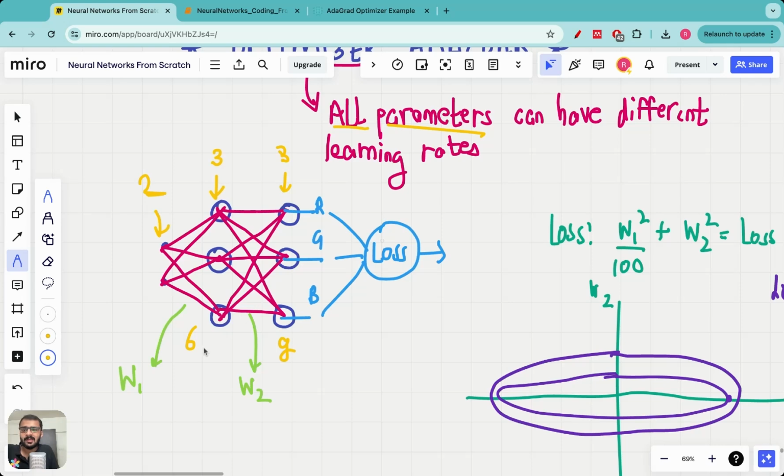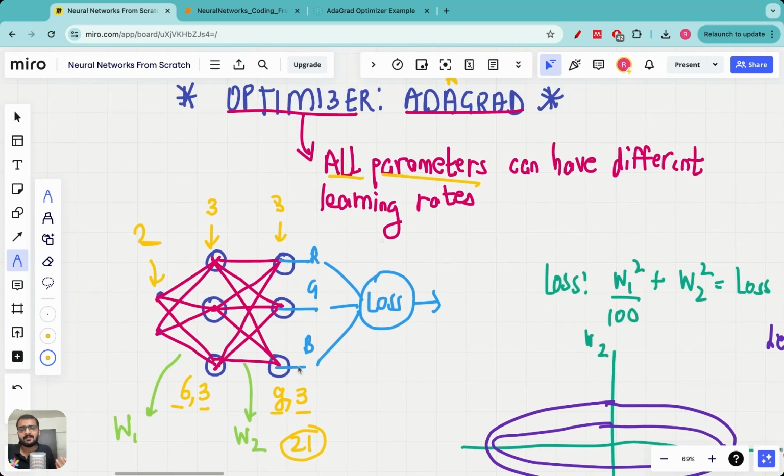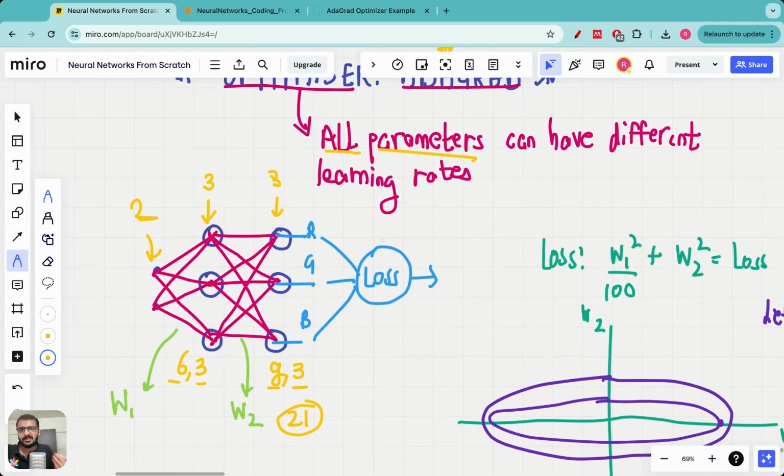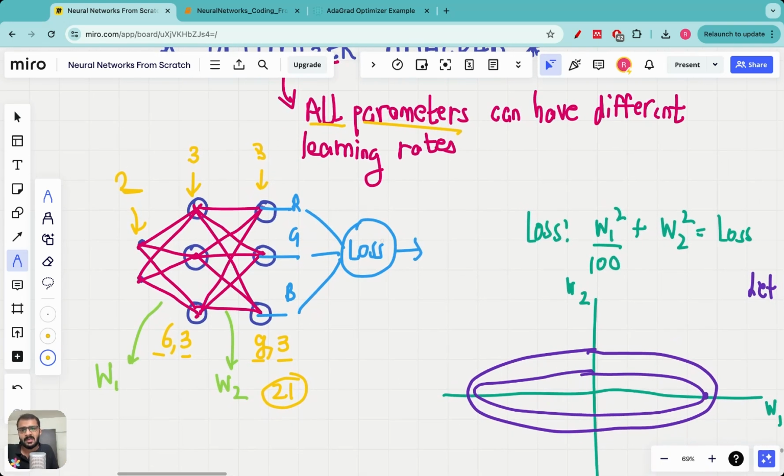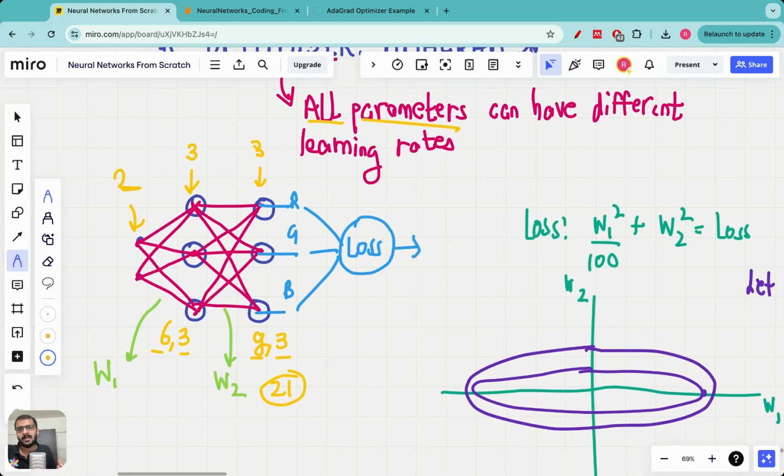In the first layer, there are three neurons, so there will be three biases, one corresponding to each neuron. And in the second layer, there are again three neurons, so there will be three biases, one corresponding to each neuron. So essentially, there are 6 plus 3 plus 9 plus 3, which is 21 different parameters here. And Adagrad says that all these parameters should have different learning rates for better performance. Let's see why we need different learning rates for different weight parameters.